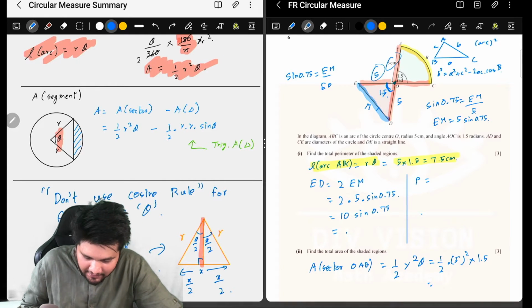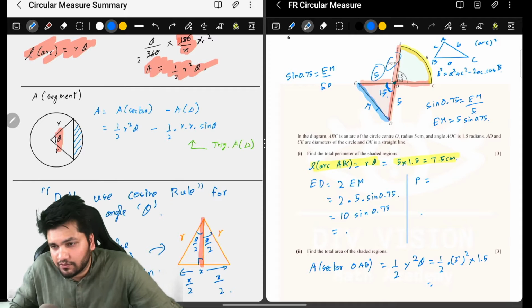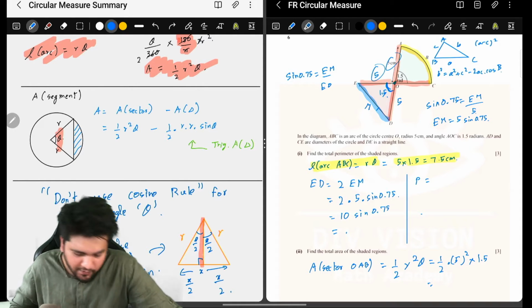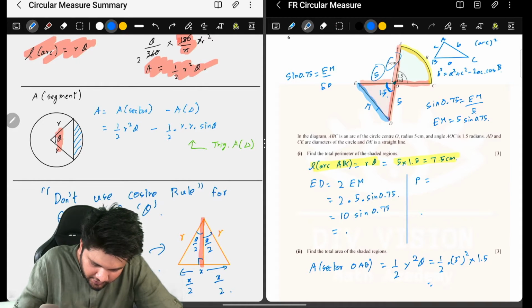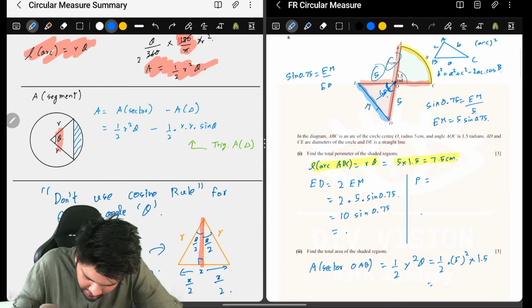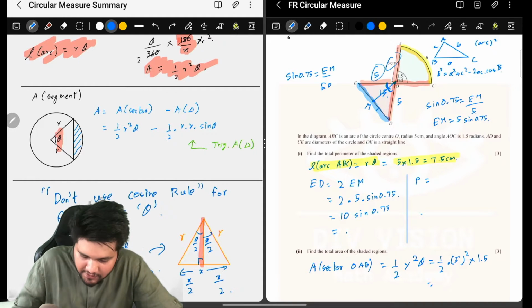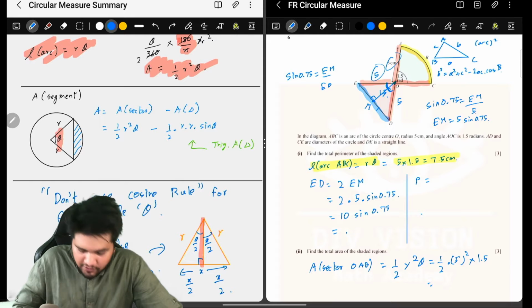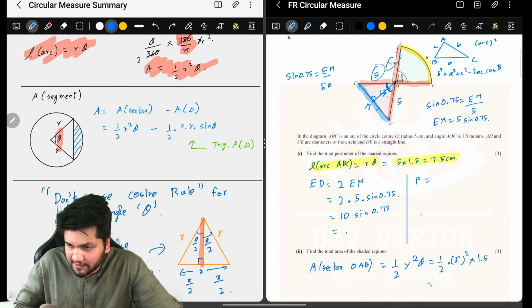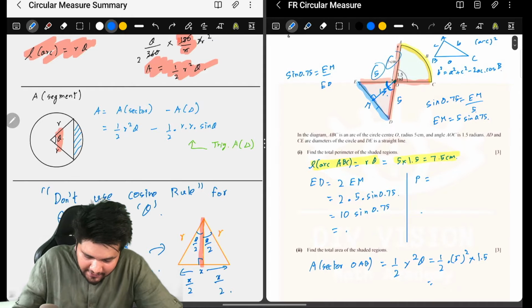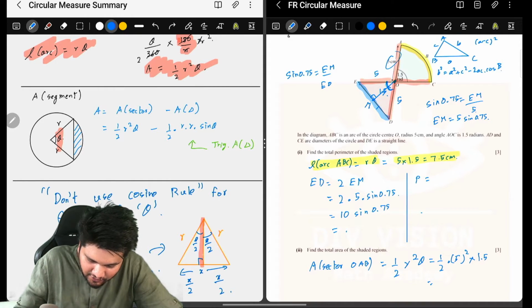Now for ED, as I told you, you can use the cosine rule, but we will avoid it as much as possible. What we are going to do is draw a perpendicular line from this point, and this becomes a midpoint. So ED is going to be 2 times EM. As you can see here, the radius EO is 5, and this angle is then 0.75.